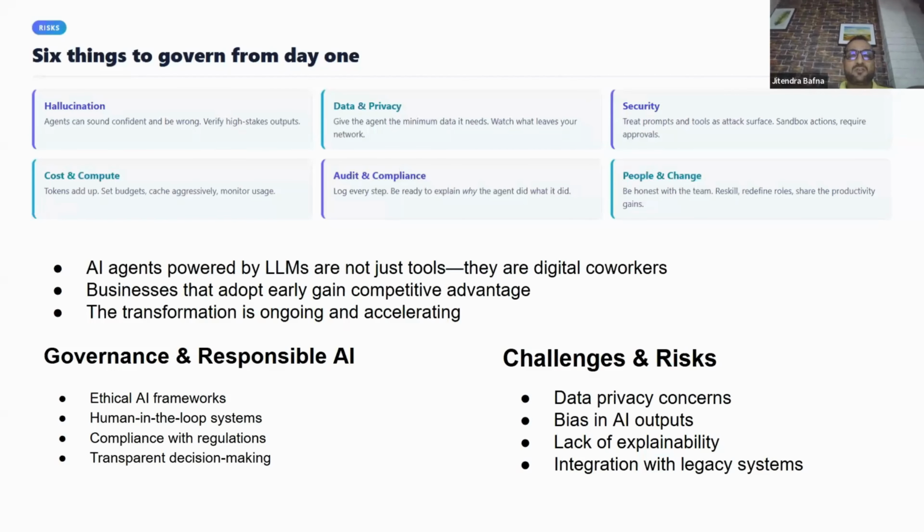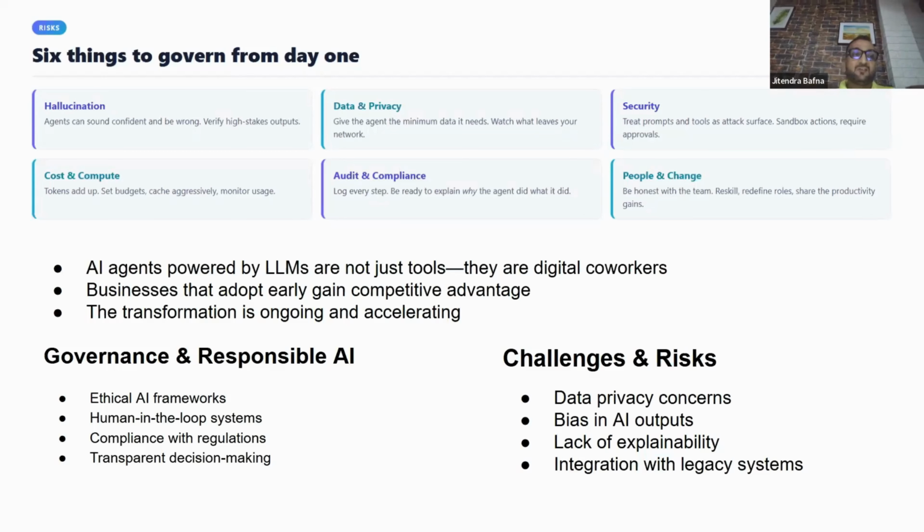Data and privacy: give your agent only the data that is needed. Don't give all the data. Don't give sensitive data to your agent. Security: treat prompts and tools as an attack surface. Make sure that whenever you are communicating via the agent, the communication is completely secure. Ensure there are authentication and authorization policies, and that a secure policy has been applied on top of the agent.